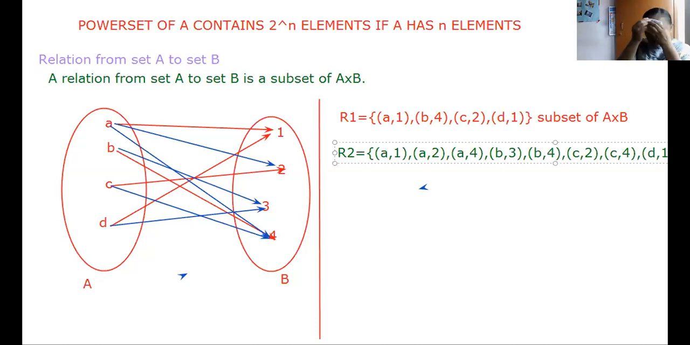What you observe is R2 is also a subset of A cross B, because every ordered pair has first place element from set A and second place element from set B.